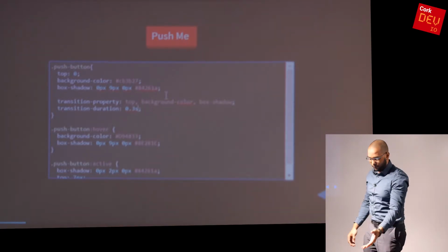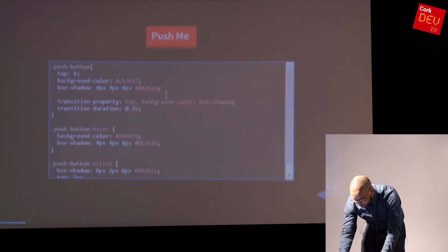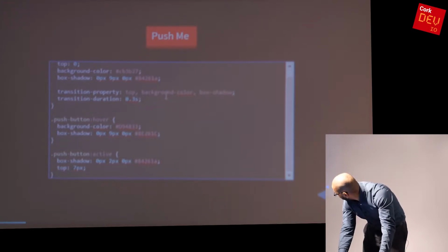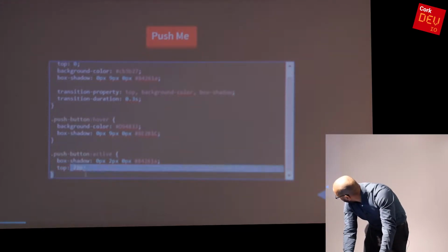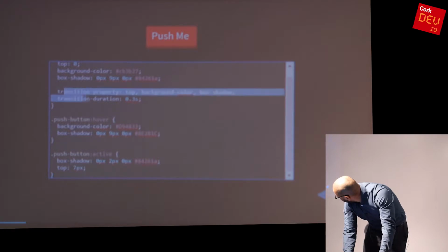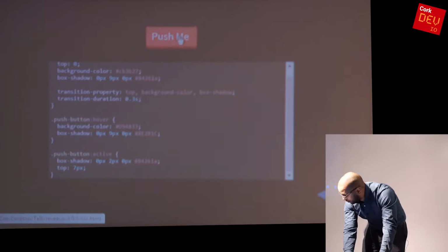Then basically, on hover, just a simple style: I change the color, and when it's active, I'm pushing it down. So the real magic is these two properties. Animate these properties and take 0.3 seconds to do it. Very simple.